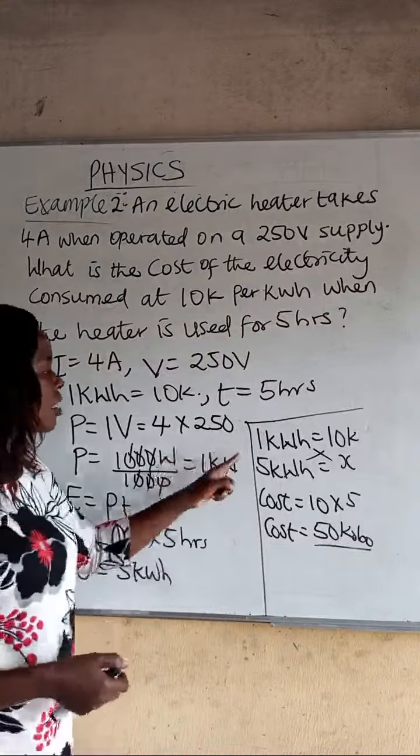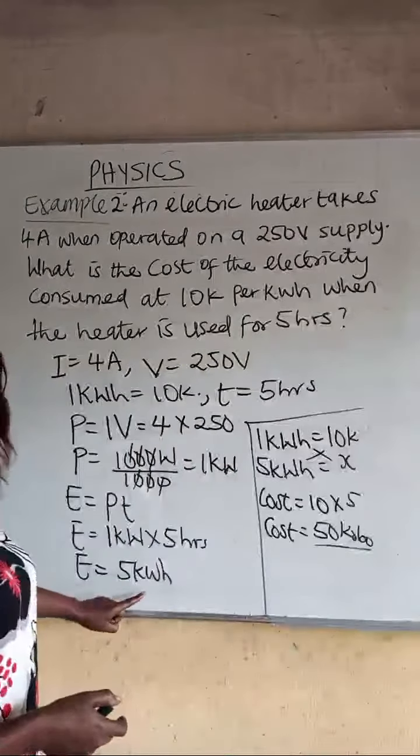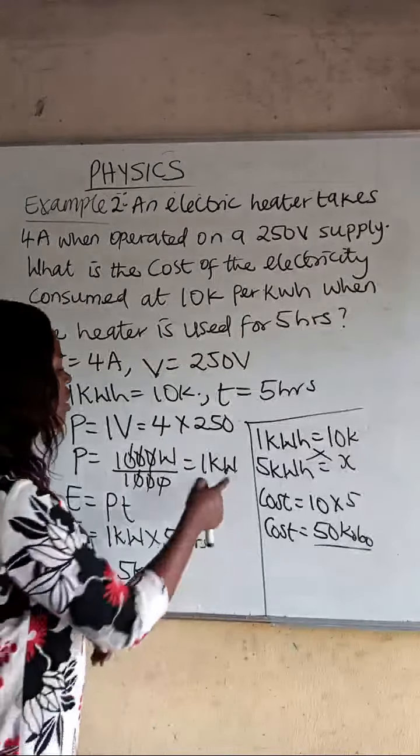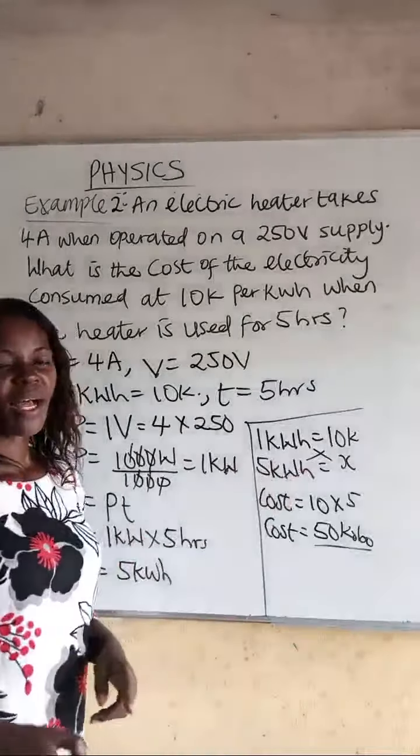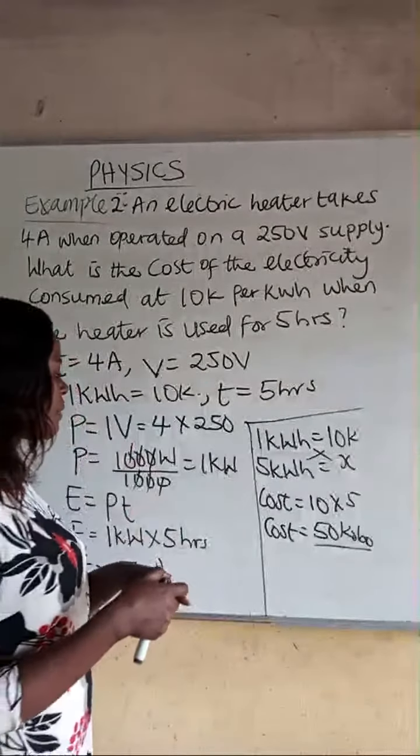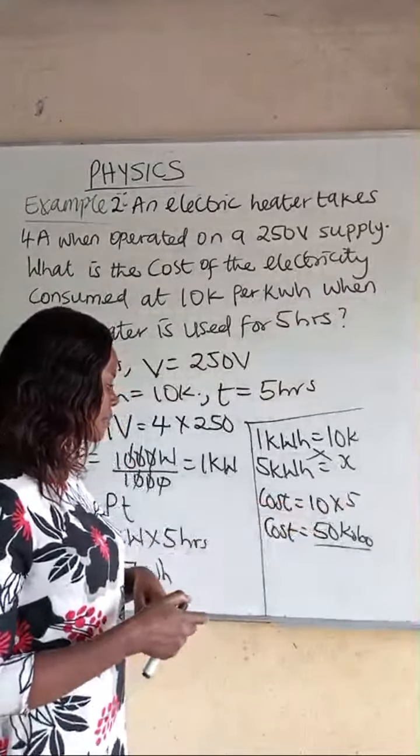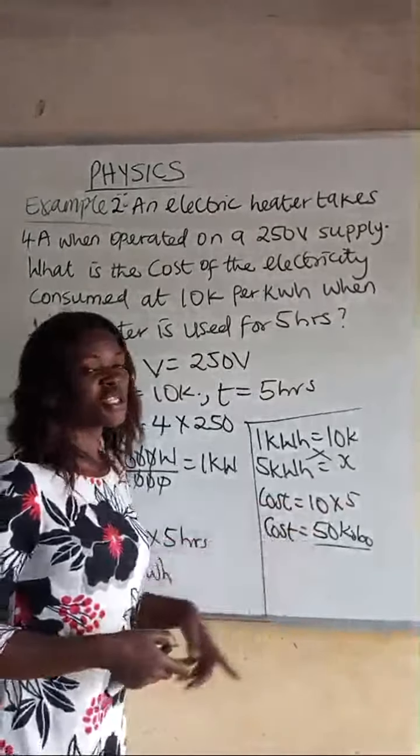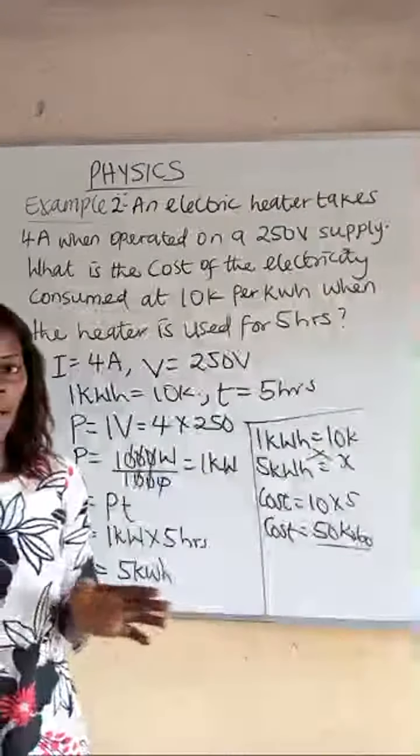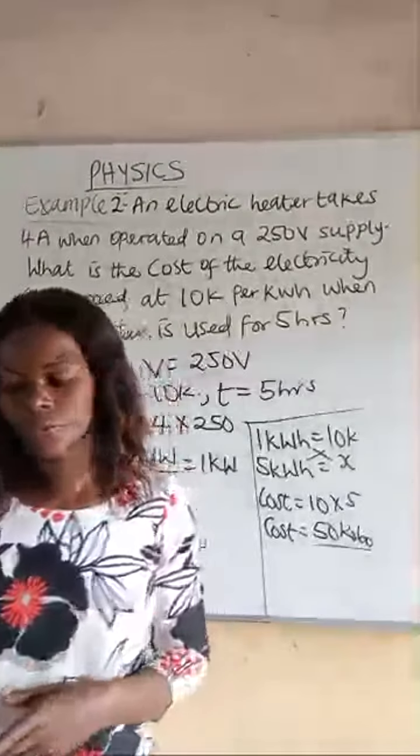But 1 kilowatt hour is equal to 10 kobo. Therefore, how much will 5 kilowatt hour give us? 5 kilowatt hour is equal to X, and that X is our cost, which is what we're looking for. You cross multiply, so cost is equal to 10 times 5, and we got our answer to be 50 kobo. I hope you understand that. So let's see another question.